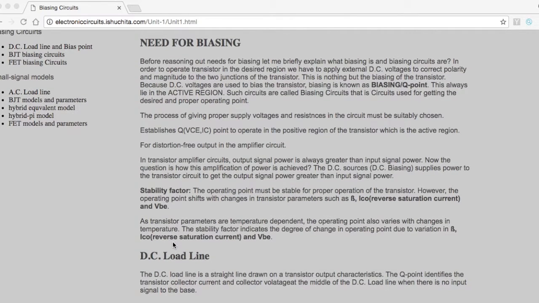So now we'll be moving on to your DC load line, which you might get as a big question, or maybe as a small question as well. So let's start with your DC load line.